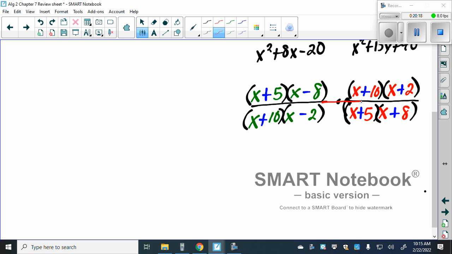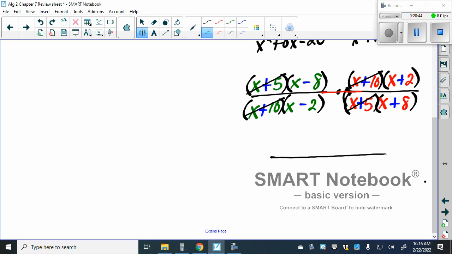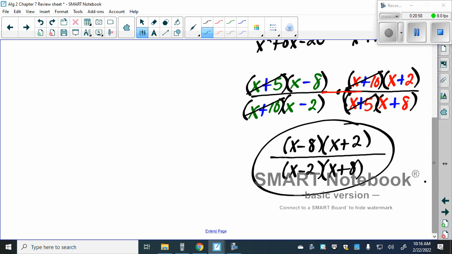Any other questions on how we got to this point here? Now, since we already have everything in parentheses and factored out, everything in the numerator is just getting squished together, and everything in the denominator is getting squished together. So I can say that the x plus 10 and x plus 10 will cancel out, and the x plus 5 and x plus 5 will cancel out, leaving us with x minus 8 over x plus 2 and x minus 2 times x plus 8. And that's it.